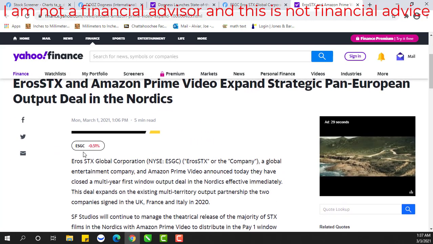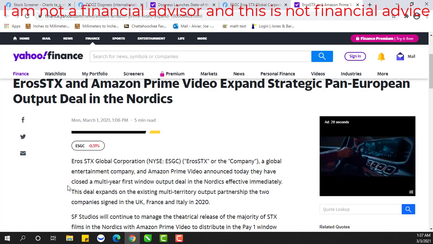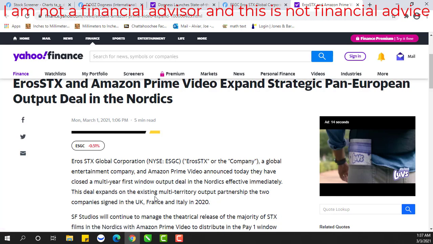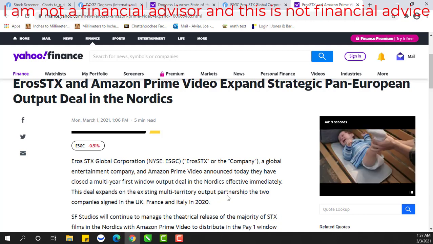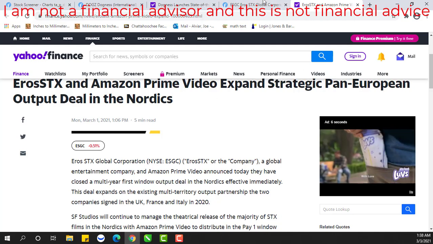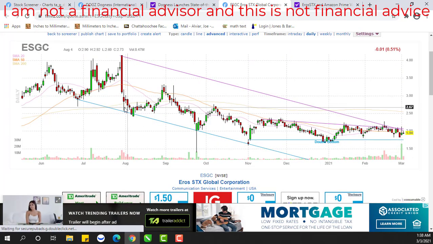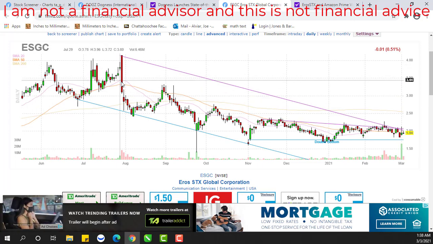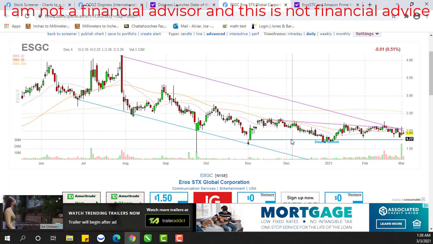This one right here, ESGC Global Entertainment Company announced the Amazon Prime Video. Today they have closed a multi-year first window output deal. Effective immediately, this deal expands on existing multi-territory output partnership the two companies signed in the UK and France in 2020. So they are already working together. They struck a deal in 2020. Go back up here. And it looks like the downward trend started in 2020 and now it's hit the double bottom.